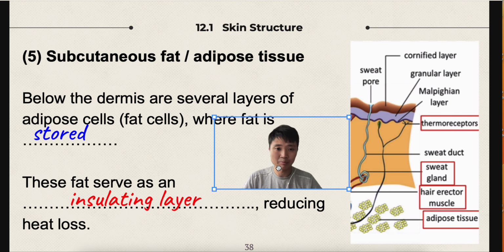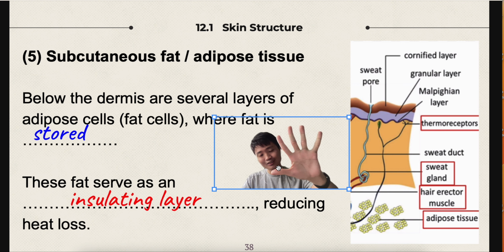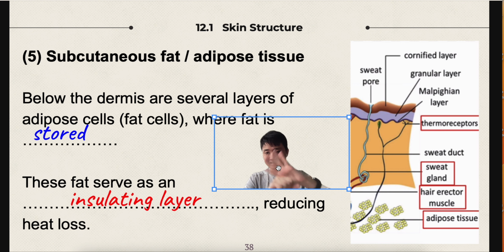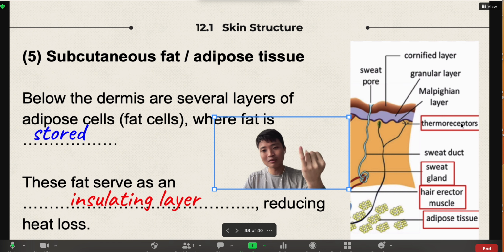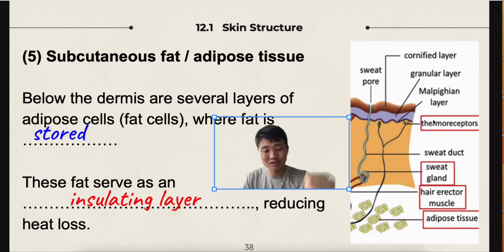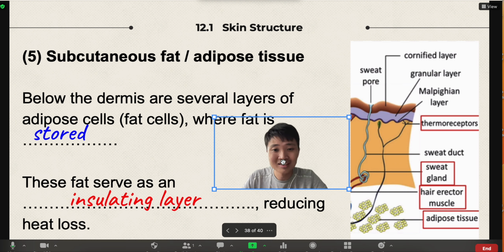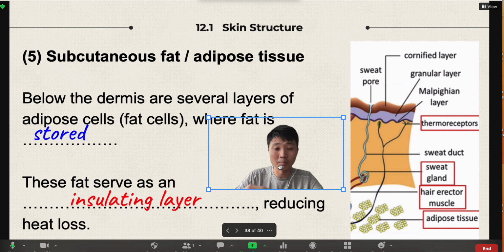Okay, how to regulate temperature. So 5 structures, you've got to know what the 5 are. Your blood capillaries, your hair, your sweat glands, and then we just talked about the sensory receptors. Most importantly, they want to talk about thermoreceptors and subcutaneous fat, or adipose tissue, that helps to regulate your body temperature.